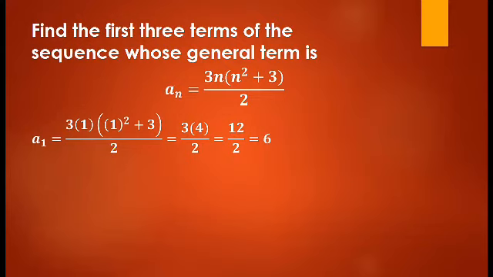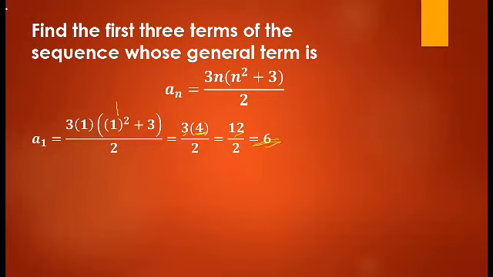Unahin muna natin yung mga nasa parentheses. 1 squared is 1 plus 3 is 4. Okay? 3 times 1 is 3, of course, over 2. So we have 3 times 4 over 2. 3 times 4 is 12 over 2. 12 over 2 or 12 divided by 2 is 6.